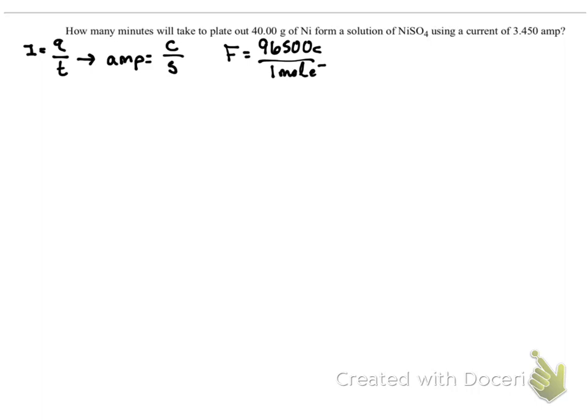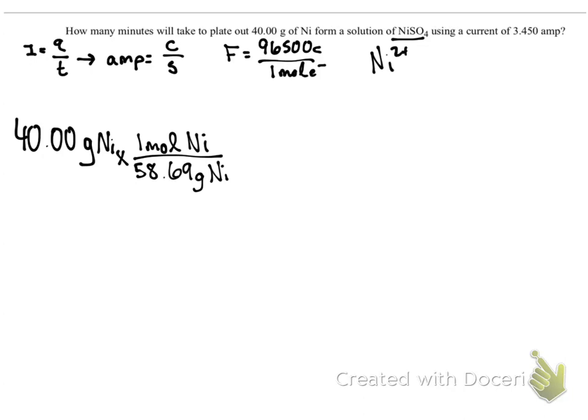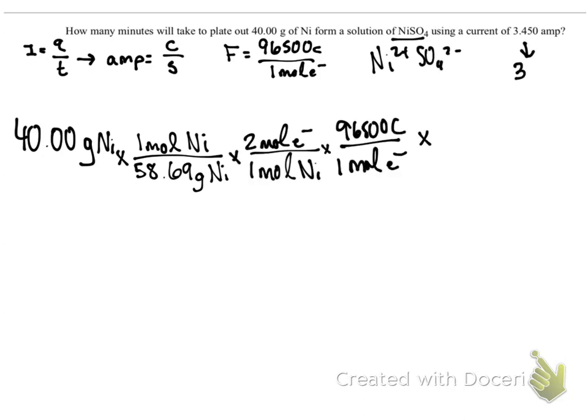Now we're going to start off with our grams and change that into moles. We know how many moles of electrons we get from the compound. Then we're going to use Faraday's constant and our amperes. Then we're going to switch from seconds to minutes, because the question wants the answer in minutes. That's what the 1 minute over 60 seconds is for.